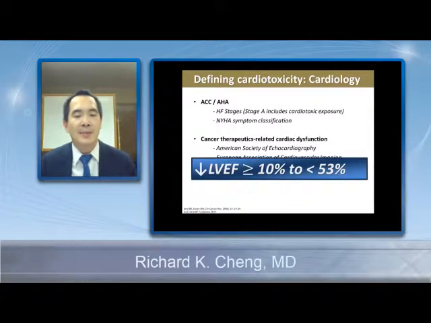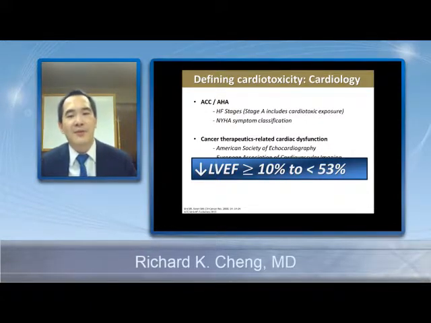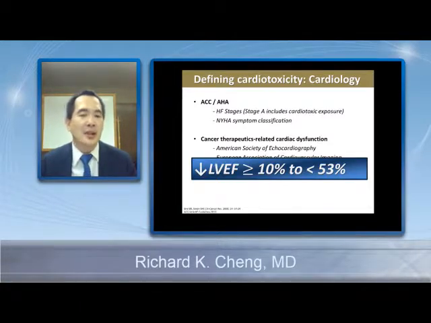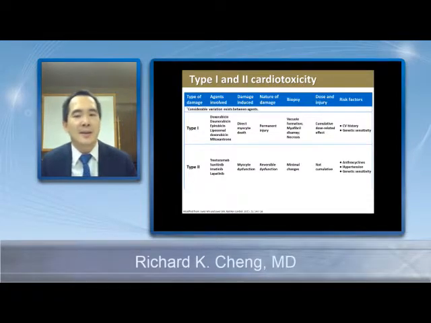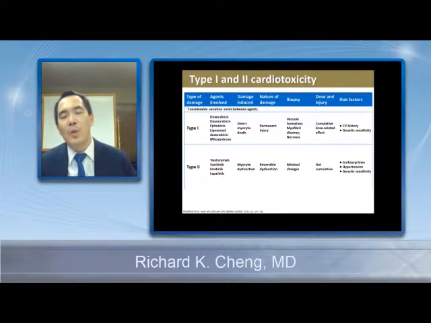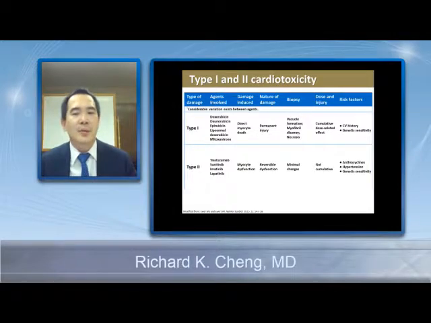So they describe this as an EF drop of greater than 10% to less than 53%. If you remember, earlier we said 55% and 50%. Now the ASC likes to use 53%, and this is really based on the mean EF and population studies. So the ejection fraction cutoff can range anywhere between 50 to 55%, and generally you want a drop in EF of greater than 10%. In terms of cardiotoxicity, we often classify this into type 1 and type 2. There's some crossover, so these are not all exclusive.